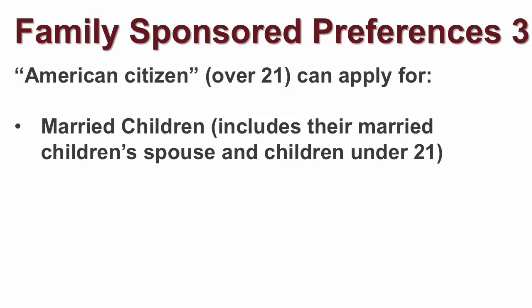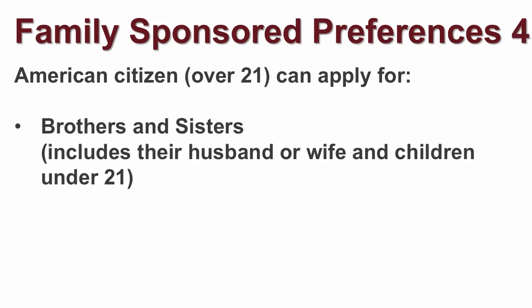Family-sponsored preference number 3 is for an American citizen who's applying for their married sons or daughters, married children. And this would include your married children's children who are under 21, your grandchildren under 21. The fourth and final family-sponsored preference is for an American citizen who's applying for his brother or sister and their husbands or wives and children under 21.